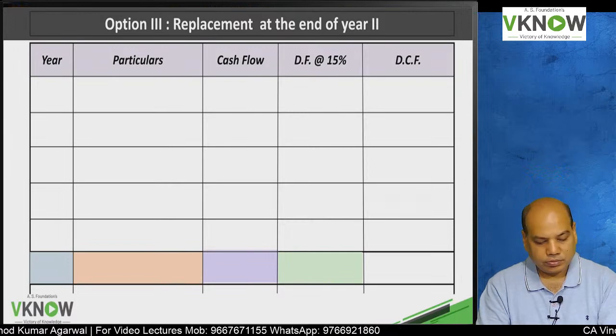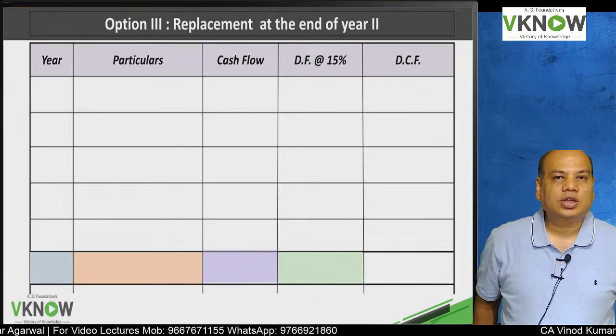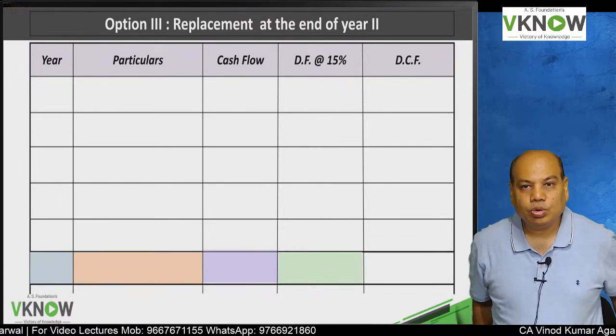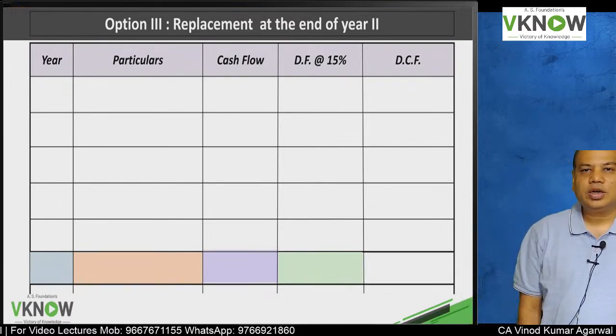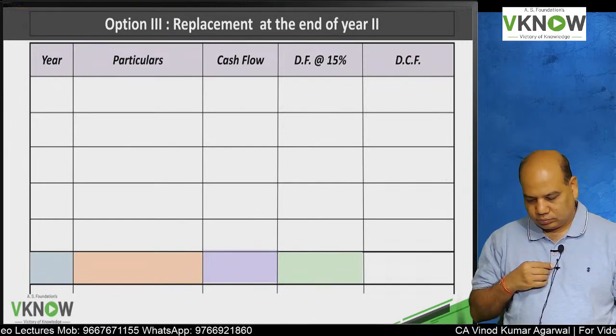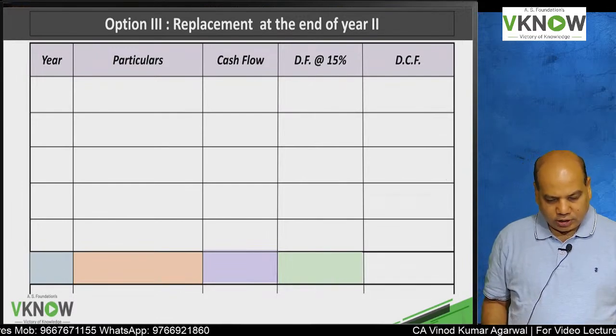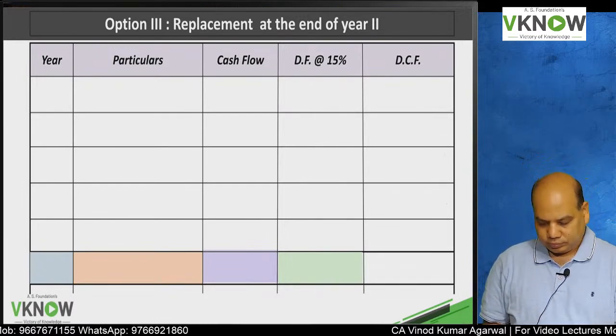Format is same. Refer to your question. Only write cash flow from the old asset.